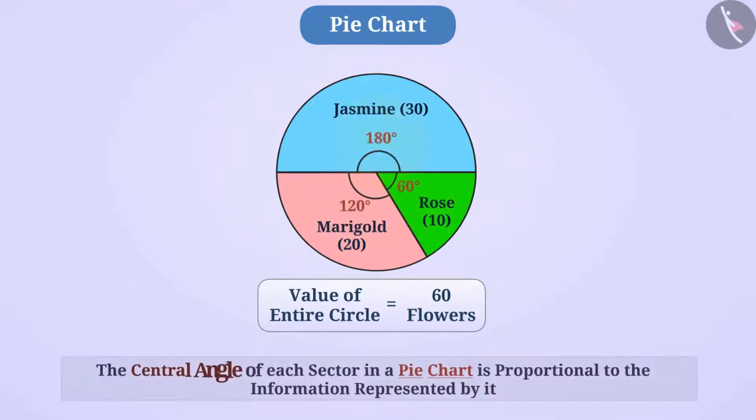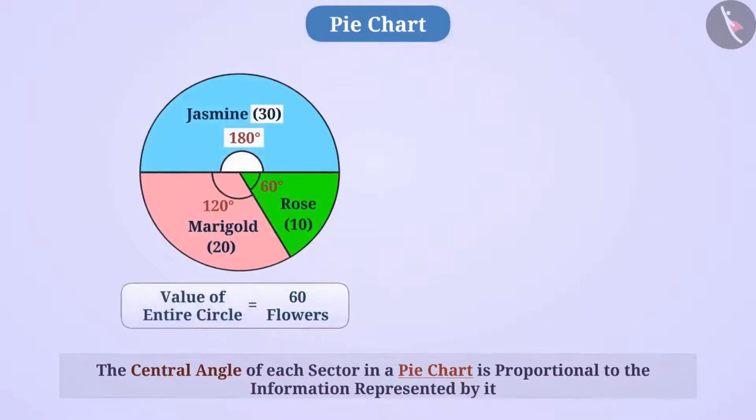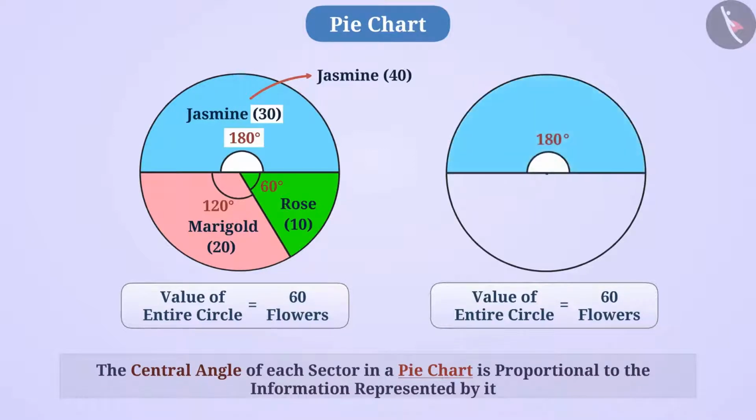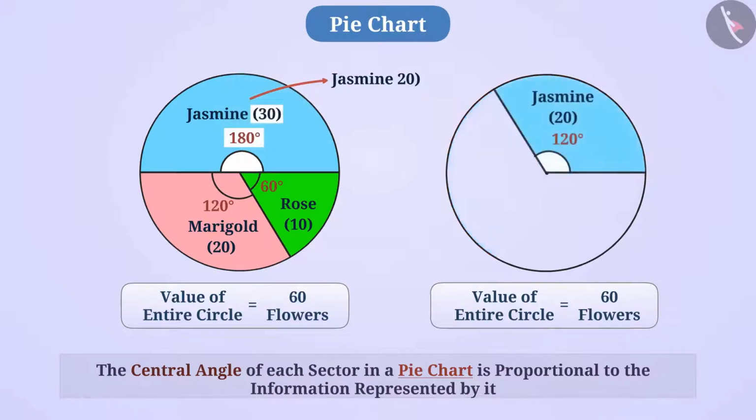The central angle of each sector in a pie chart is proportional to the information represented by it. For example, the central angle representing the number of jasmine flowers is in proportion to the number of jasmine flowers. In this way, the total number is fixed, and if the number of jasmine flowers increases, then the size of the corresponding sector will also increase. Or conversely, if the number of jasmine flowers is less, then the size of the corresponding sector will also decrease.